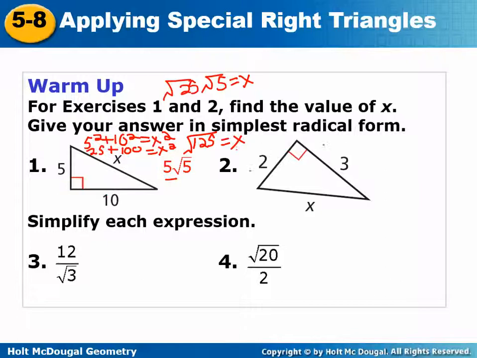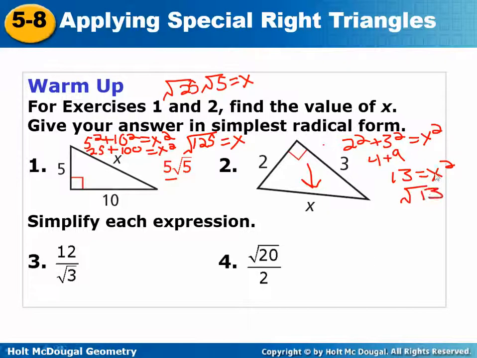In this triangle over here, I'd go 2 squared plus 3 squared equals x squared, because again, we're looking for the hypotenuse, which is the variable. So 4 plus 9, and that's 13 equals x squared. Now that one, to simplify that, you really can't. There's no perfect squares within 13, so you just leave it as the square root of 13 equals x.